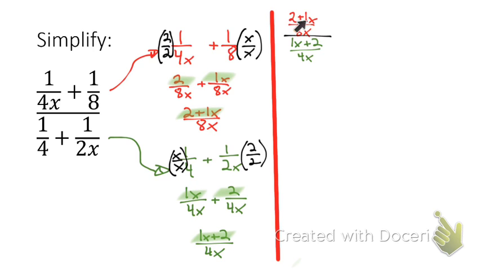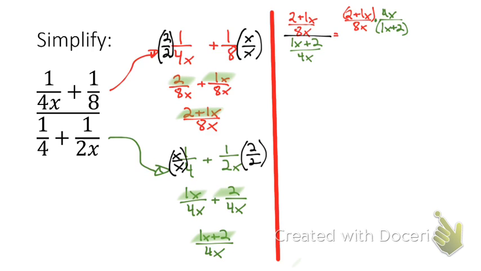And so I've just copied our new numerator to here and our new denominator to here, and now we're going to do it just like the previous problem. I'm going to flip the second and multiply. So if I have my 2 plus 1x all over 8x, we're going to multiply that by 4x over 1x plus 2.